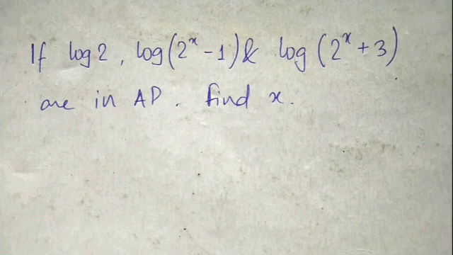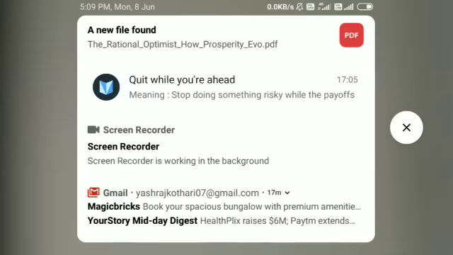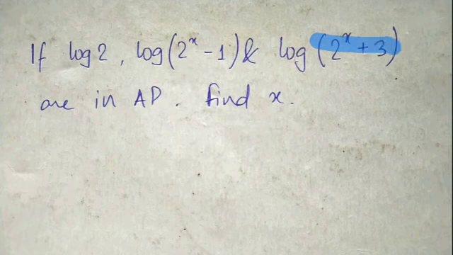Now let's take this question. If log 2 to the power x minus 1 and log 2 to the power x plus 3 are in AP, find x. ठीक है, तो AP में let's call the first term A, second term B, third term C. So the caveat says us that 2B is equal to A plus C.